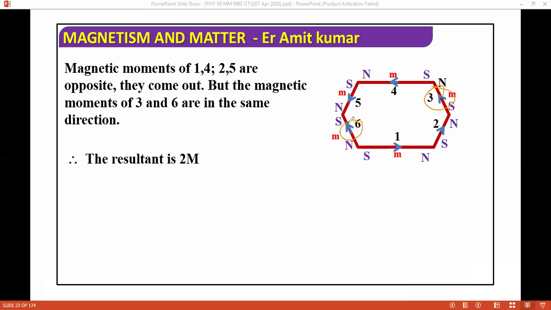You can understand this is north, south, and this is north. So this is the direction. Because of that, the direction is coming the same. If the direction is the same, the resultant will be 2M. If you think about this question, this is a deep question, but you can do it easily.